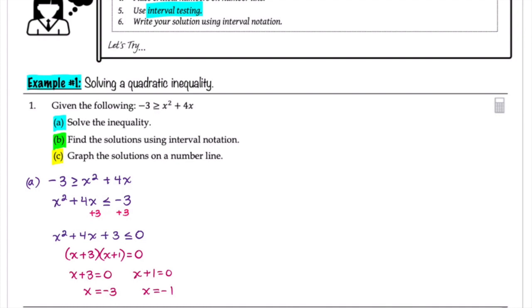Now, if this was an equation, my two roots, my two x-intercepts, or my two solutions would be x is equal to -3 and x is equal to -1. But we did not have an equal sign, we had an inequality. So here is where us placing these critical numbers on a number line are going to come in handy. So I am actually going to be doing part C here.